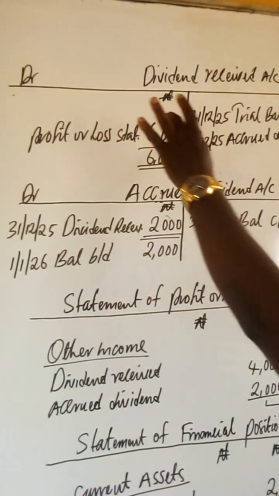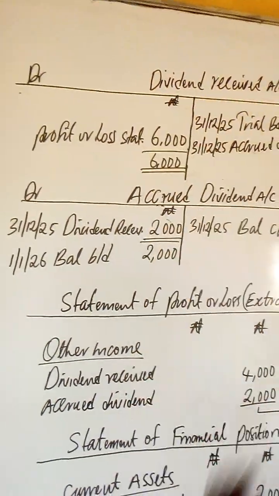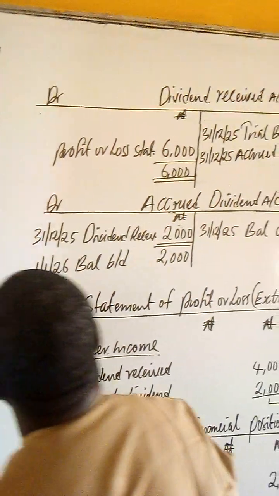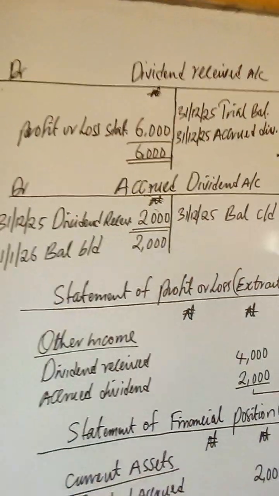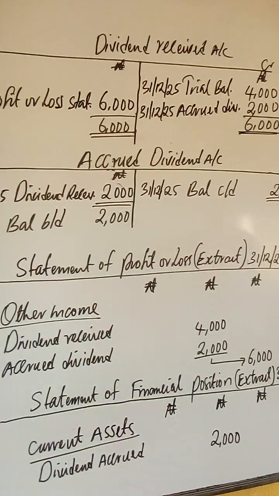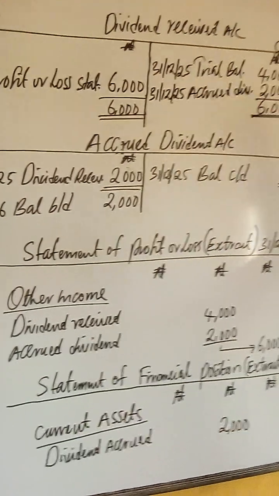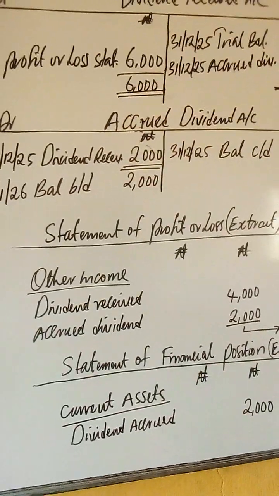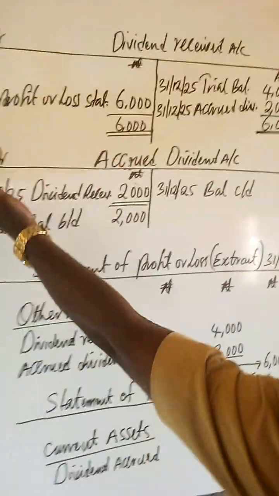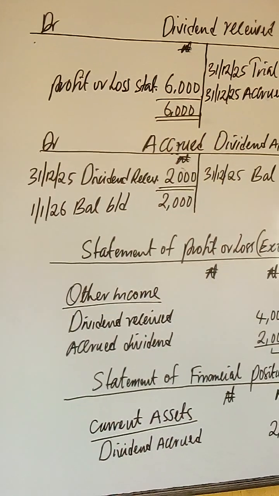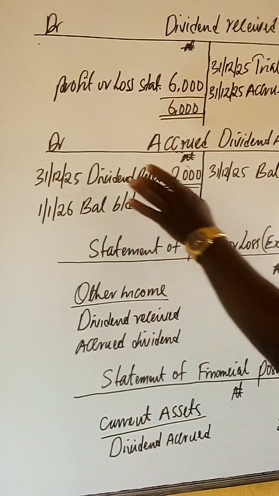So this is the amount that the business was supposed to receive in the current year, while they received only 4,000 naira. Then you come and open the corresponding account, because we have accrued dividend of 2,000. Then you open the accrued dividend account, which will appear on the opposite side, which is the debit side. So open accrued dividend on the debit side, then you put it here.